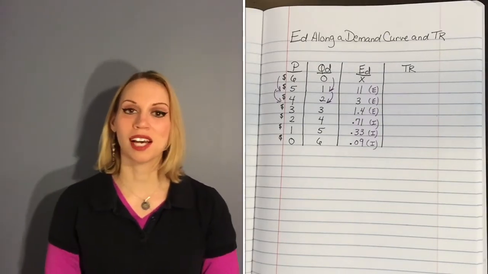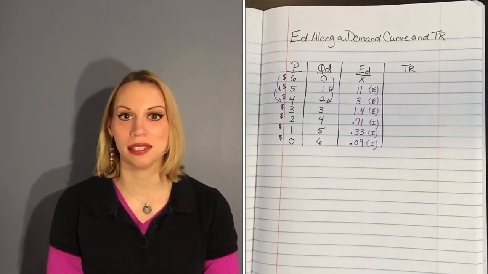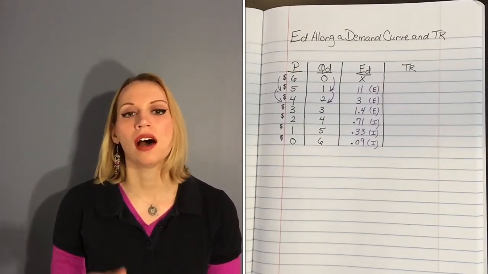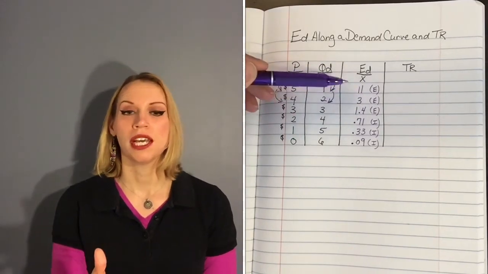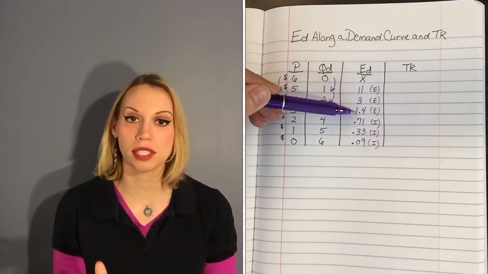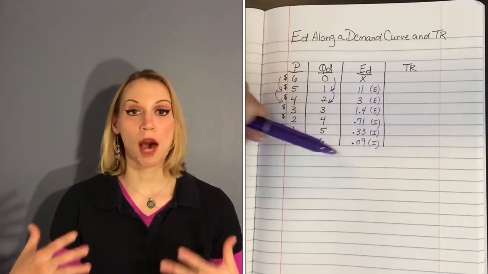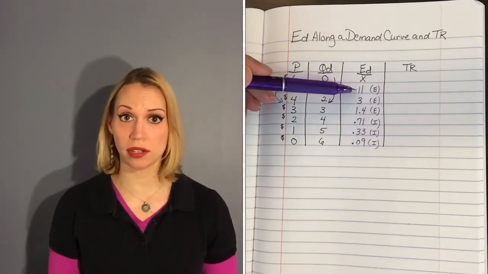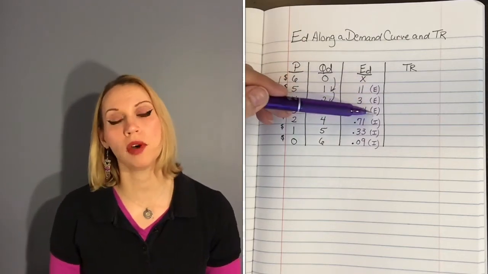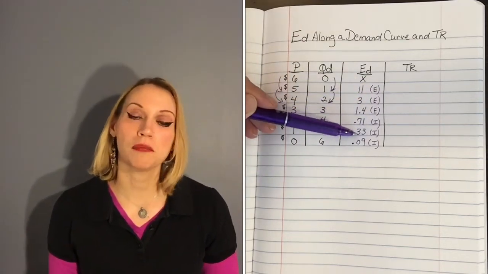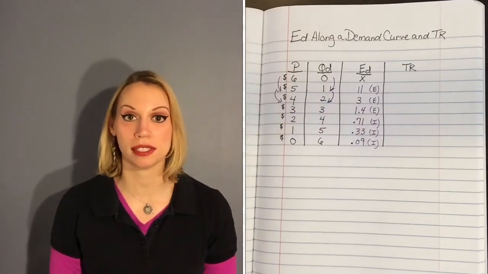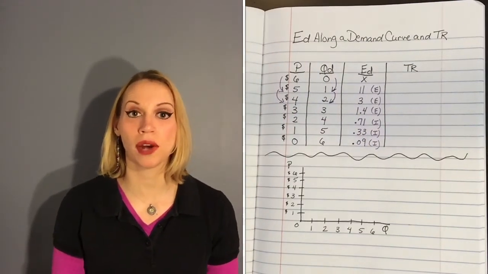Alright, now let's talk about what's happening with the elasticity coefficients. Notice that our elasticity coefficients are really big at first, and then they start to get smaller and smaller and smaller. So at the top of our chart, notice how our elasticity coefficients are all greater than 1. But as we keep going down the chart, they flip and they actually go less than 1. They actually go inelastic. Now let's see what this means on a graph.